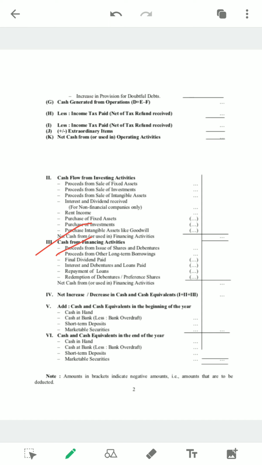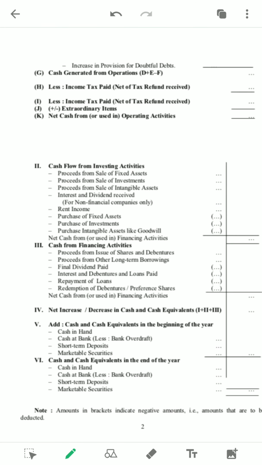Suppose debentures opening balance is 50,000, closing balance is 20,000. So you have repaid 30,000 amount of debentures. So you need to write down repayment of debenture negative 30,000. And you need to mention, there are two things which will also be deducted. One is interest paid, another is final dividend paid. These two things. So interest paid, I have already told you, has two effects. One, interest paid will be added in the operating activities as non-operating expenses. The same amount will be deducted as interest and debenture on loan paid.